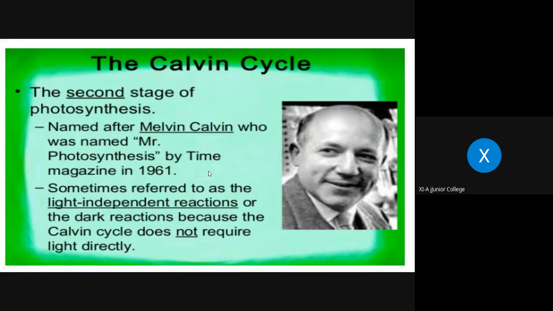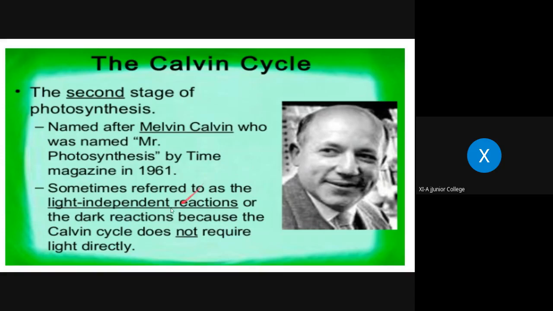That is Melvin Calvin, the scientist who first explained this pathway. This is the second stage of photosynthesis, as you know, the dark phase of photosynthesis. In 1961, Time magazine named him Mr. Photosynthesis, because this pathway is very important. He gave this pathway, and that's why it is well known as the Calvin pathway.